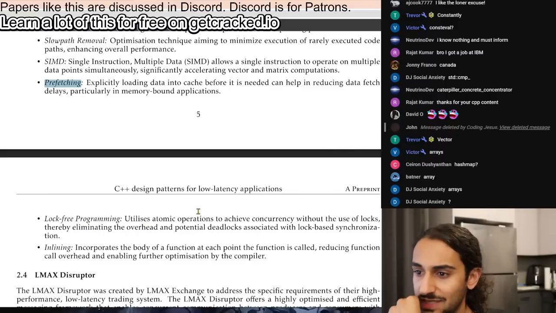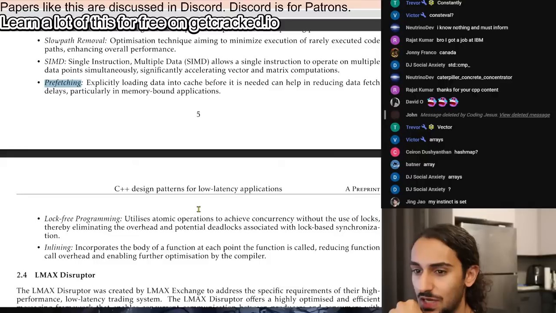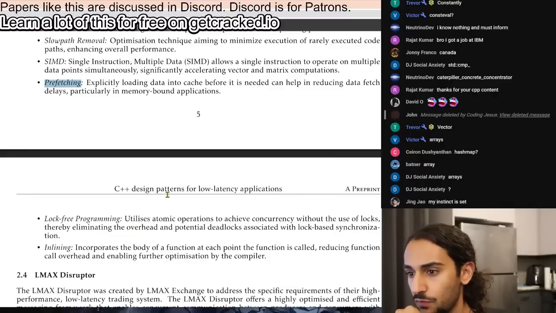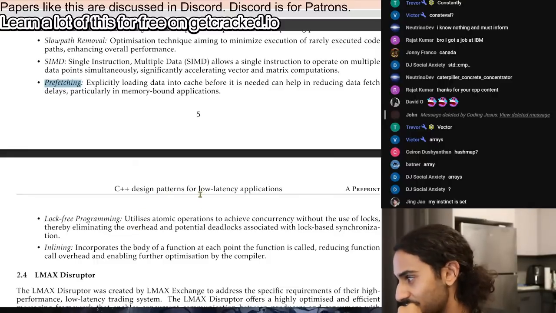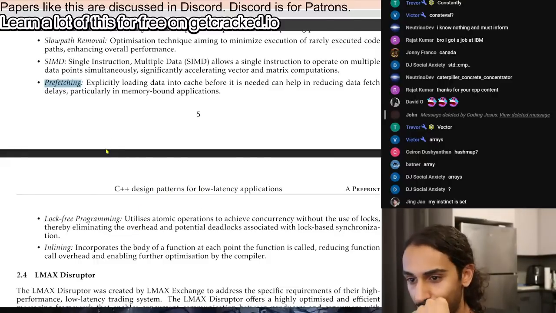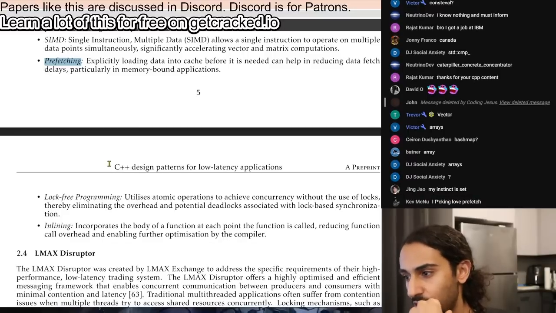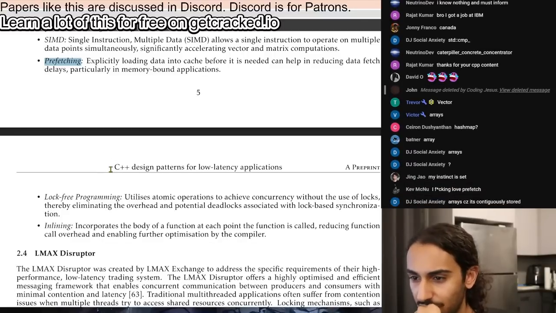Lock-free programming utilizes atomic operations to achieve concurrency without the use of locks, thereby eliminating the overhead and potential deadlock association with lock-based synchronization. Inlining incorporates the body of a function at each point of the function call, reducing function overhead and enabling further optimization by the compiler.